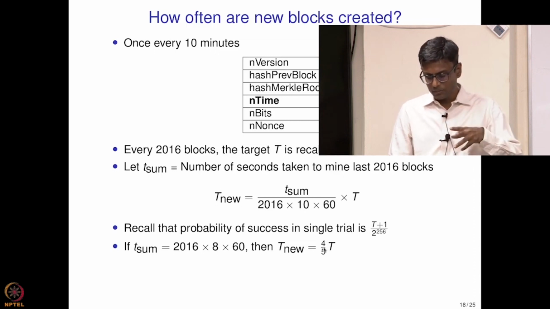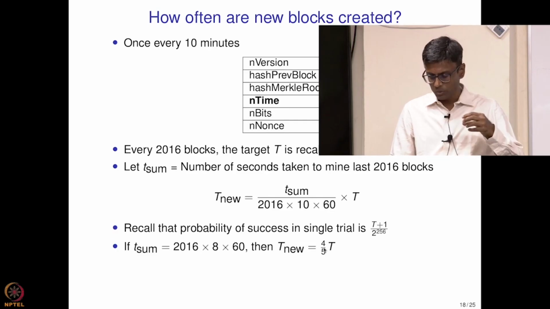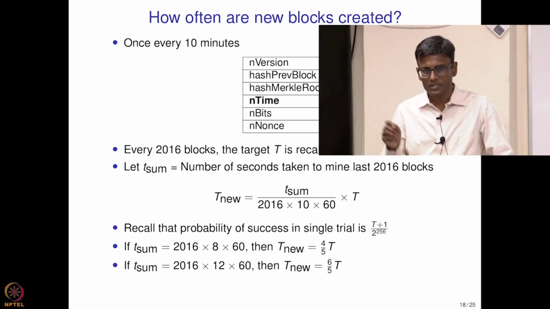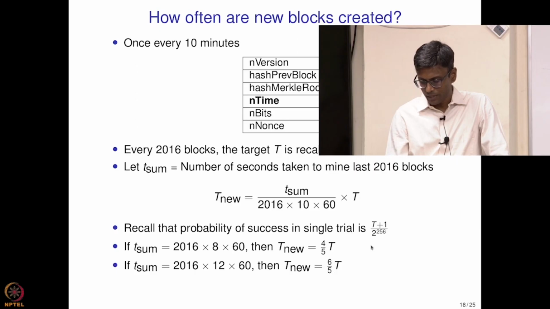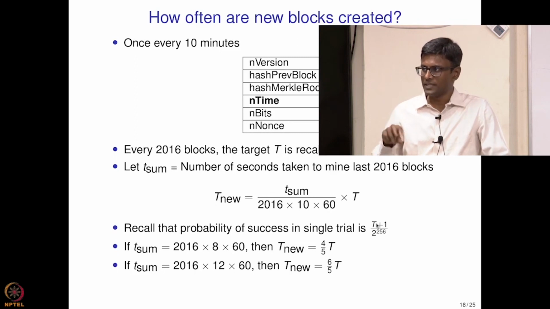On the other hand, if the blocks are being mined too slowly, there is too little hash power, and 10 minutes is not being achieved, say 12 minutes is being achieved. So blocks are being mined every 12 minutes on average. Then when you plug in the number of seconds taken to mine the last 2016 blocks into the numerator, you get 12 by 10, which is 6 by 5. So the new threshold increases, it is larger than the old threshold. Again, the probability of success is proportional to the threshold, so the probability of success increases. So you are making the mining problem easier.